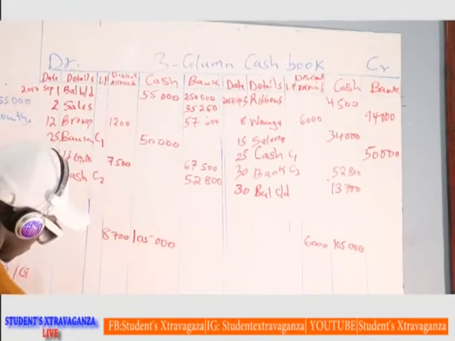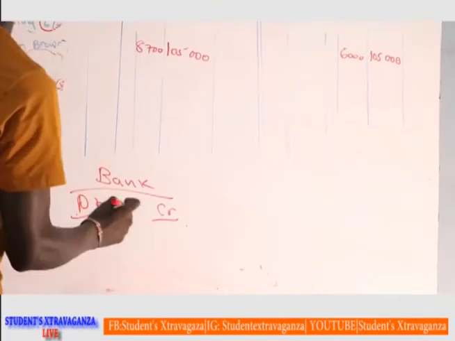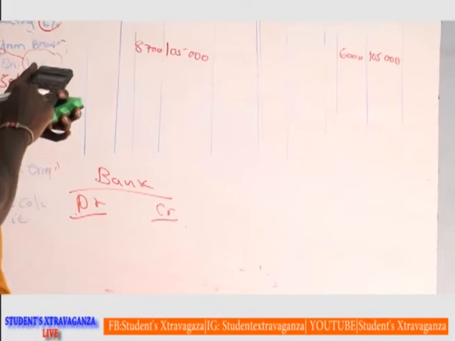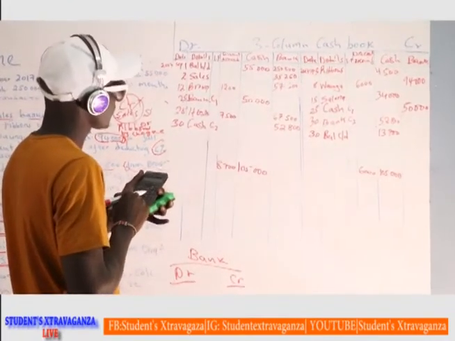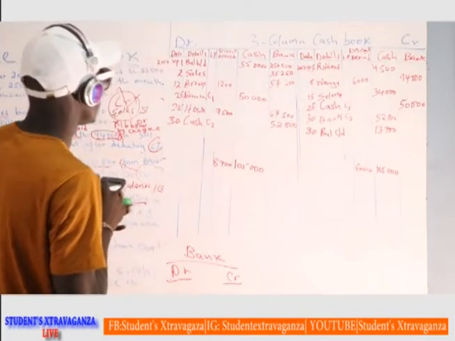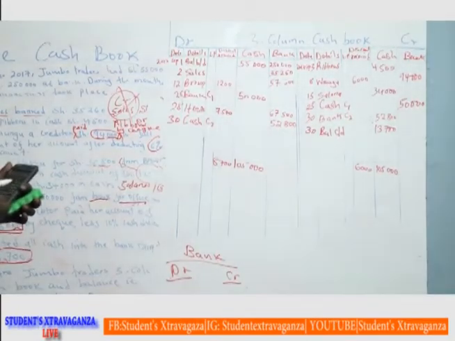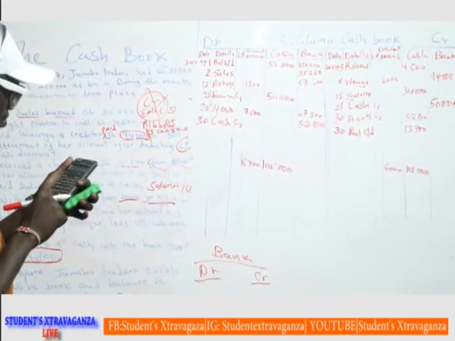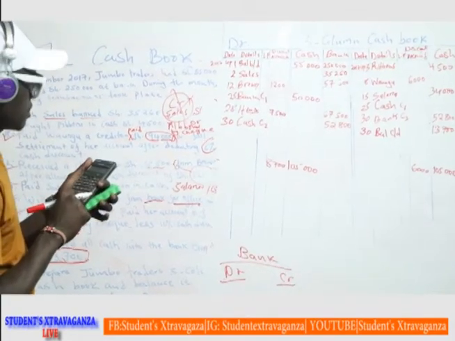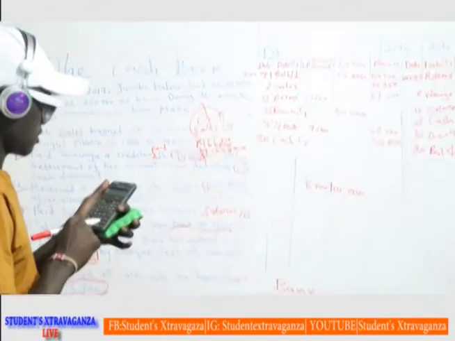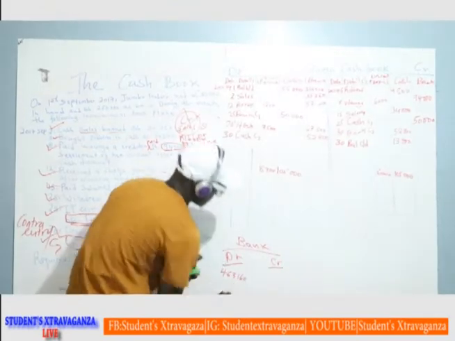So, DR bank. This is just rough work. We want to get the difference: 250,000 plus 35,260 plus 57,600 plus 67,500 plus 52,800, which gives 463,160 on the DR side.